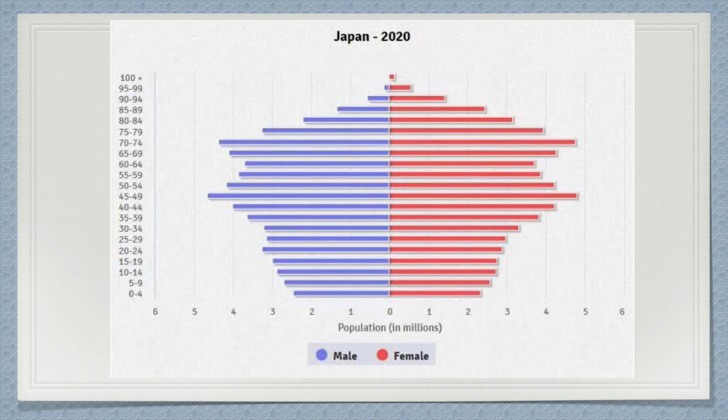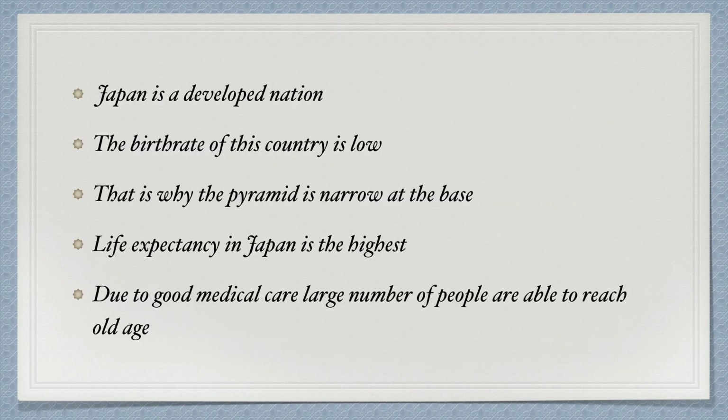This is a population pyramid of Japan. This population pyramid has a very small base due to the very low birth rates. Since the top is not pointed, it means many people are living to older ages. Japan is a developed nation. The birth rate of this country is low. That is why the pyramid is narrow at the base.